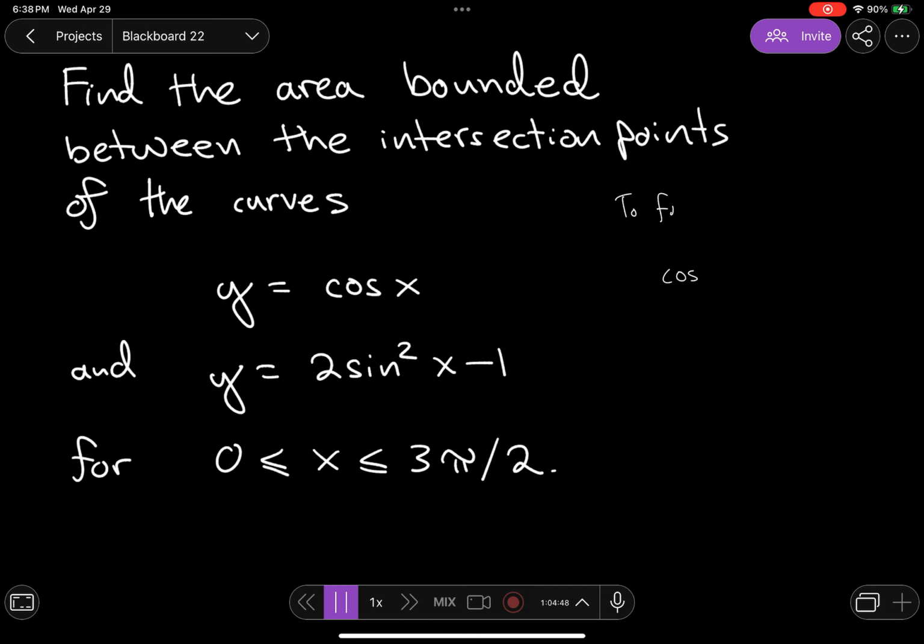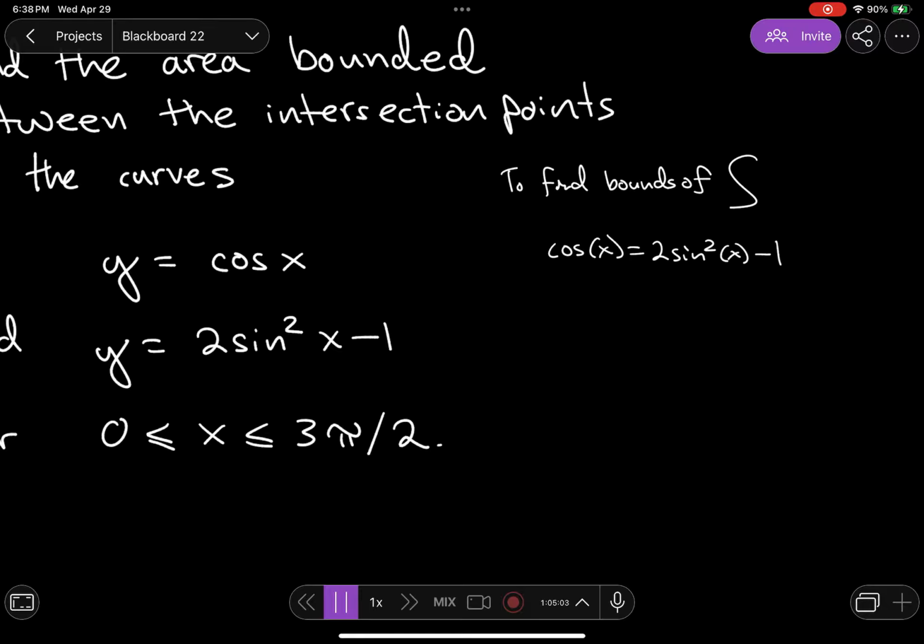To find bounds of integration, we set cosine x equal to 2 sine squared of x minus 1. And we want to solve for x here. You might notice that that's a little bit tricky unless you recall your trigonometry.